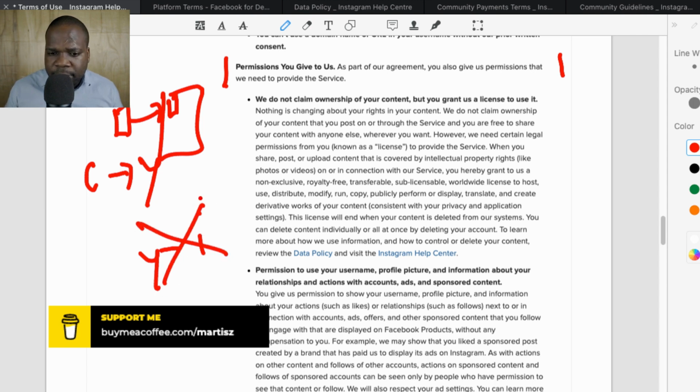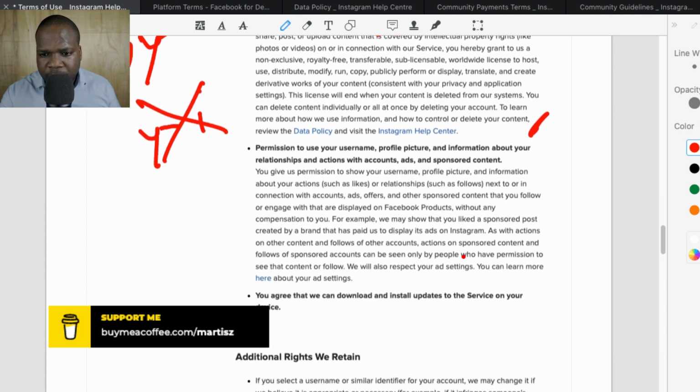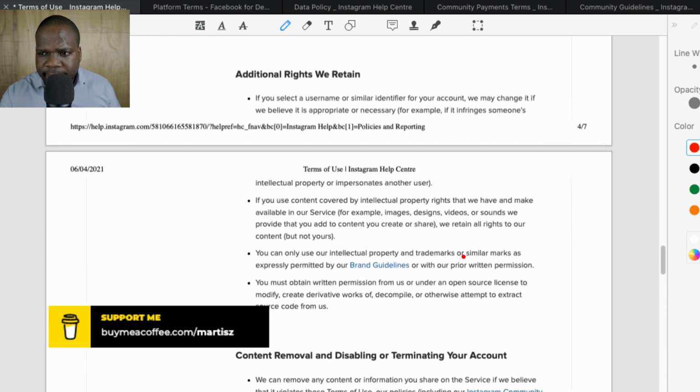Because when you transfer the copyright, you need to meet certain kinds of requirements. But what you do give is what they already have here. You give them a license. And here they explain what the license is. So in this part, they explain what the license is. Permission to use your username, profile picture, and information about your relationship with other accounts. Interesting.